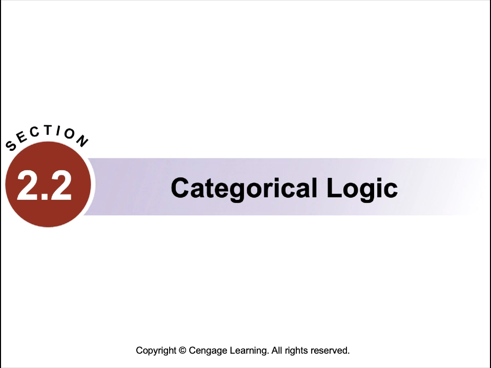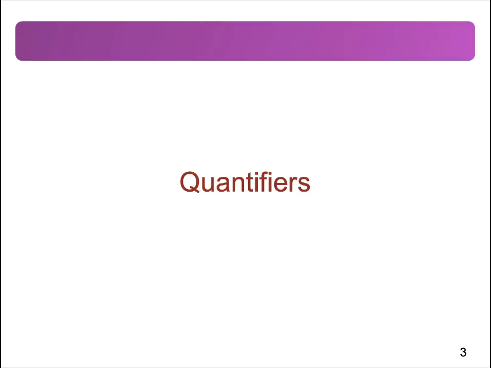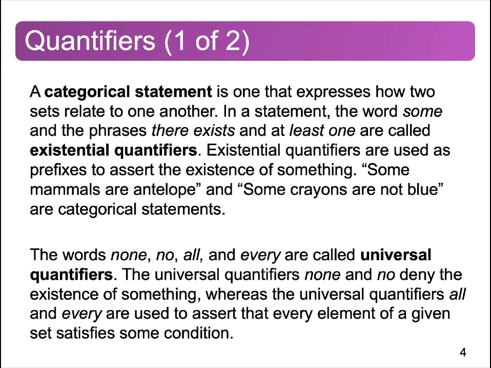We're going to continue our study of sets and logic by looking at categorical logic. We need to start first with what are called quantifiers. When we have what's called a categorical statement, what we're doing here is expressing how two sets relate to each other.